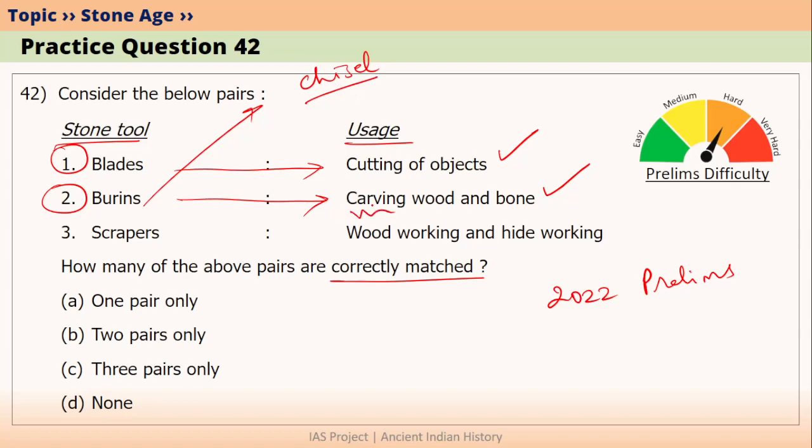And what did they carve during this period? They did not have any metal and they could not carve stone with stone. So they carved wood as well as bone using their stone burins.